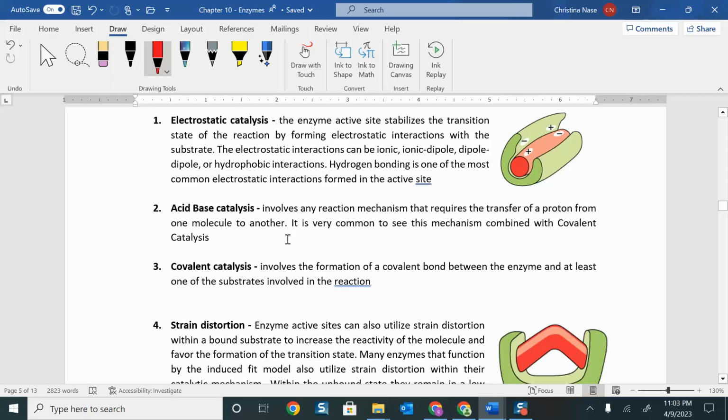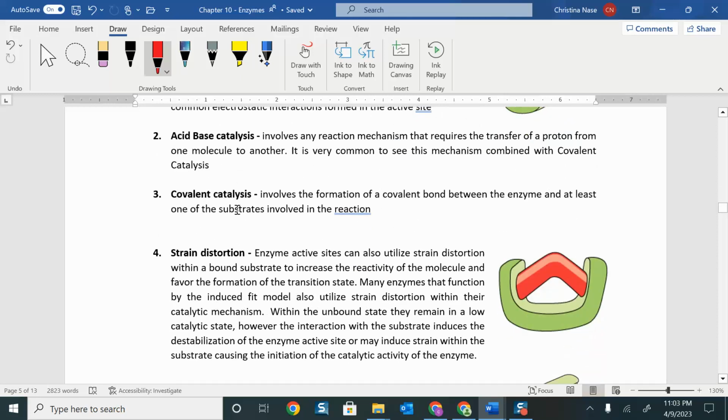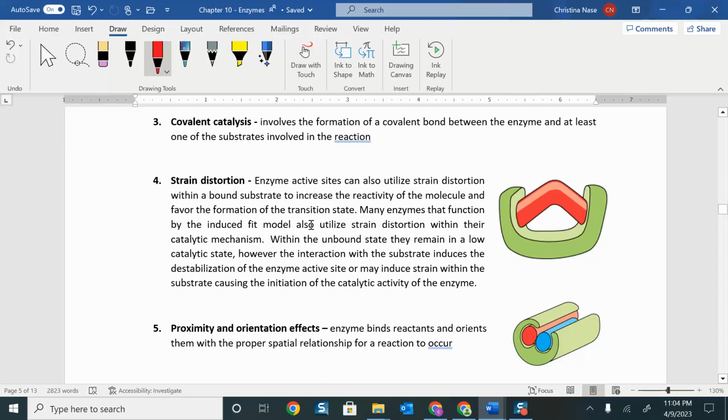And a lot of times that's combined with covalent catalysis. Covalent catalysis is when you're forming a covalent bond between the enzyme and the substrate, and that's what's holding it together. Strain distortion is often used in the induced fit model, so you may remember learning about that at some point. You have your enzyme here, you have your substrate, and you're forcing it to occupy this particular space. When you do that, everything lines up, and because of this distortion and strain, it holds it in place, and then the reaction is able to happen.